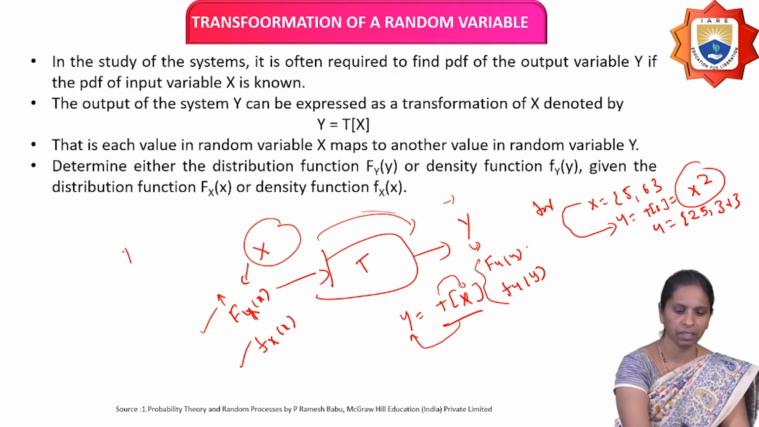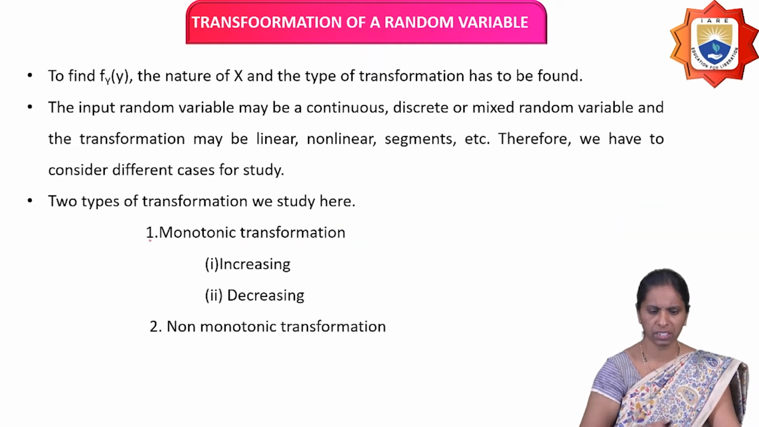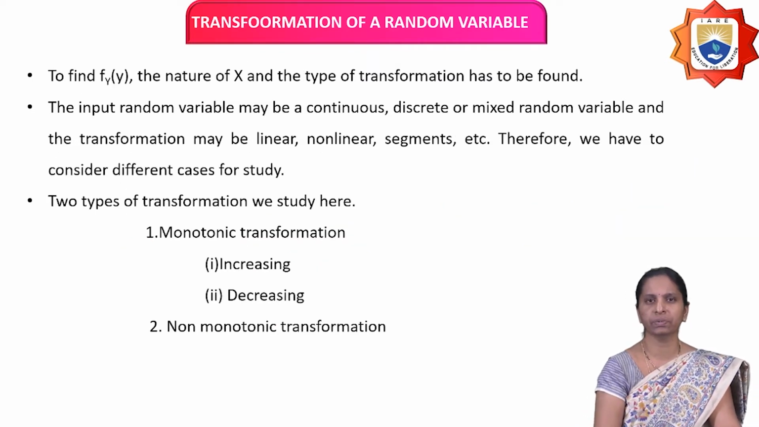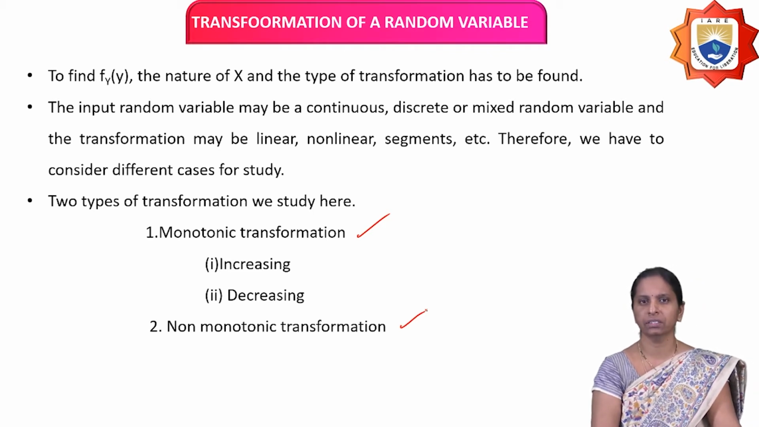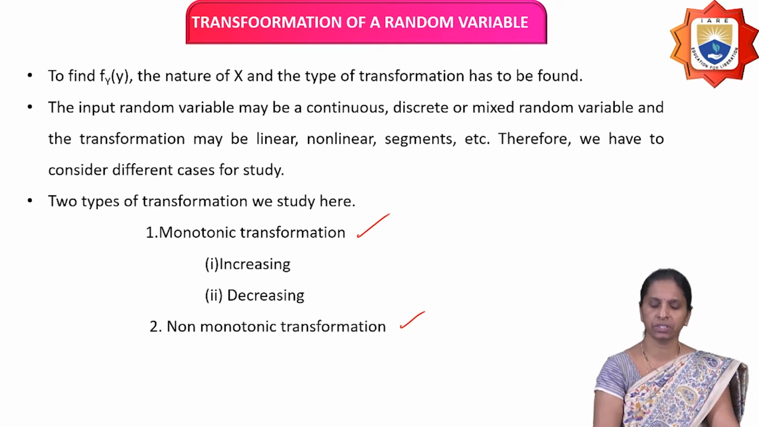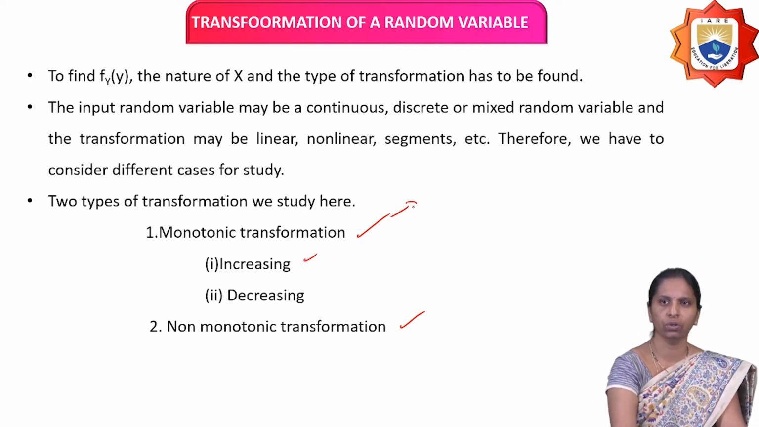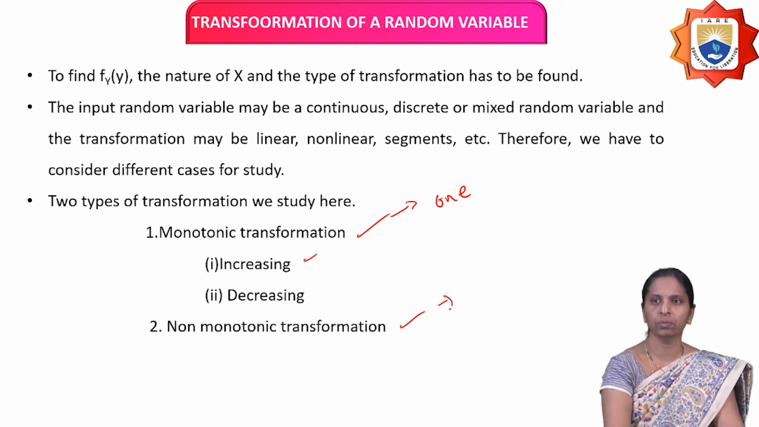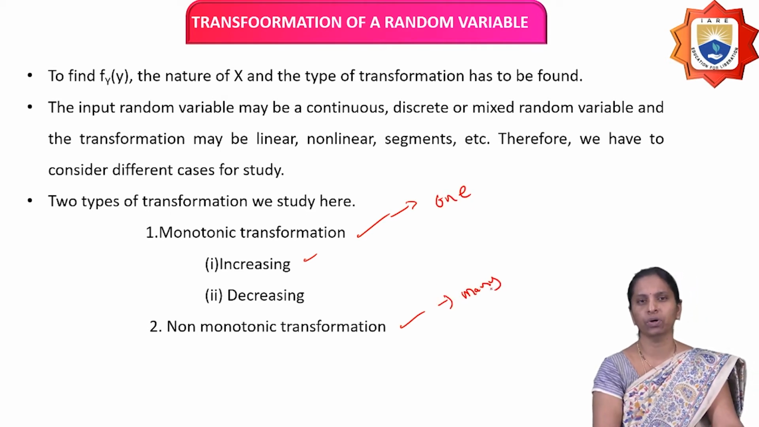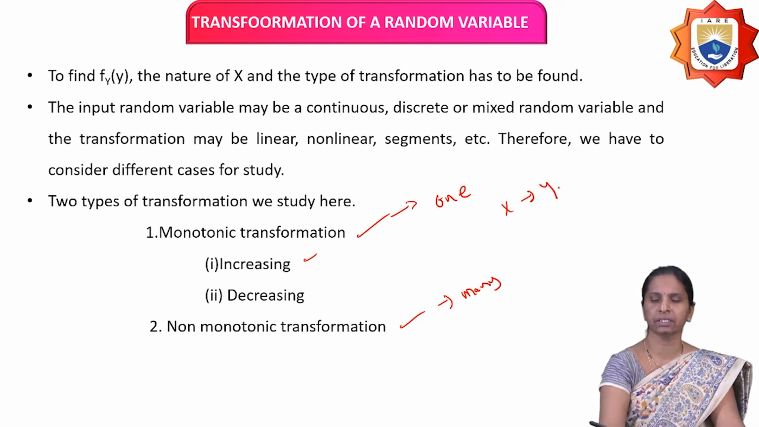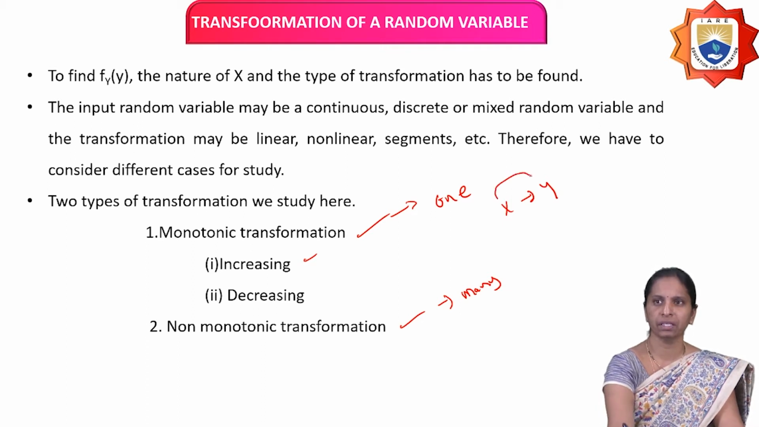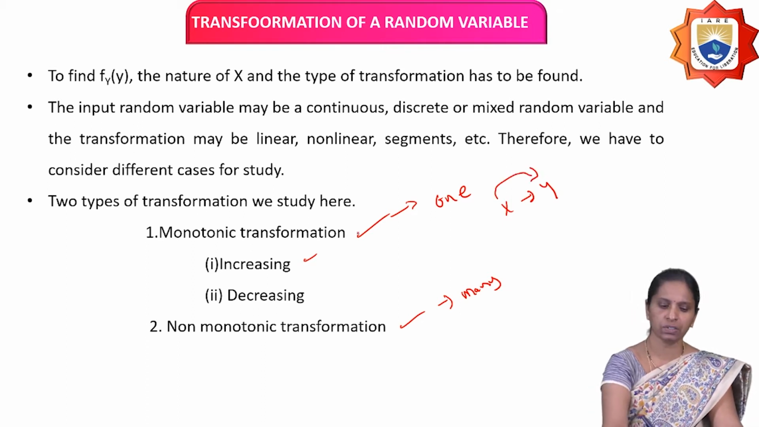Now, what is a transformation? You have different types of transformation, but you are studying only two types. One is monotonic transformation, and the other type is non-monotonic transformation. What is monotonic transformation? Mono is nothing but one, and non-mono is nothing but many. So monotonic transformation will have a one-to-one correspondence between the random variable x and the transformed random variable y. That is called monotonic transformation.